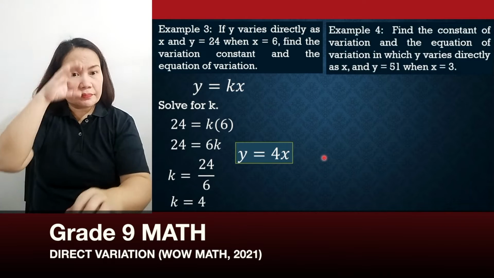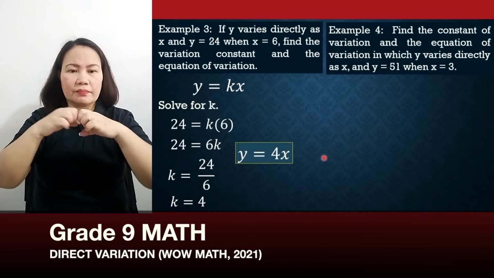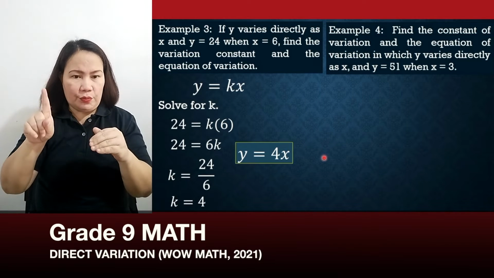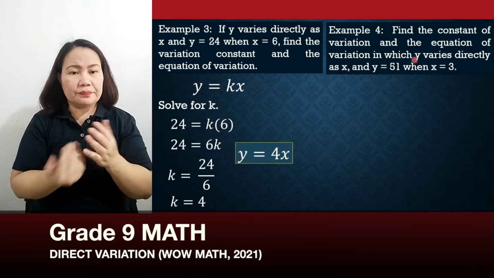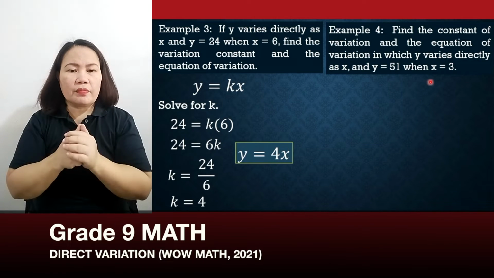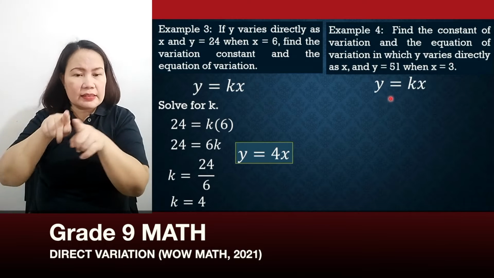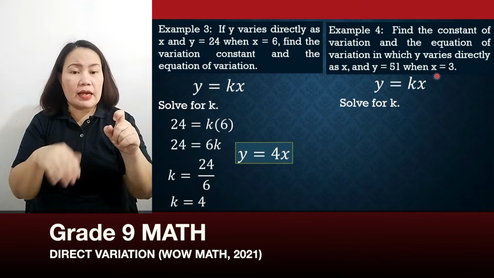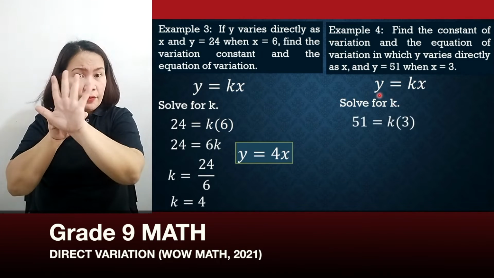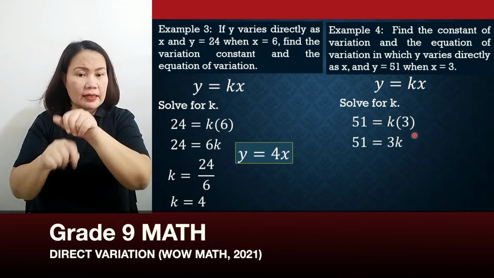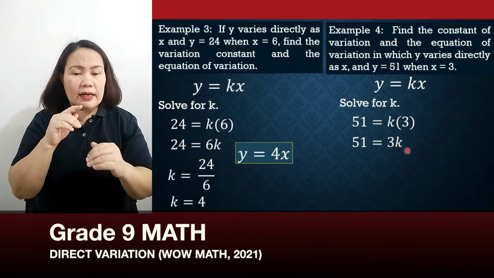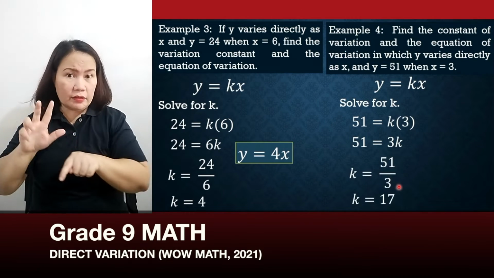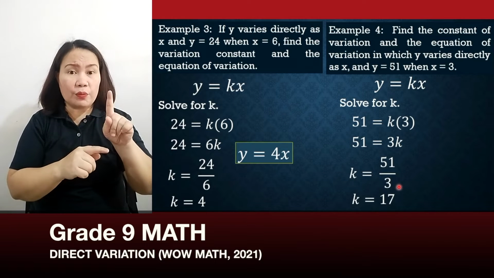Find the constant of variation and the equation of variation in which y varies directly as x and y is equal to 51 when x is equal to 3. So again, translate muna natin into equation. So y varies directly as x, so that is y is equal to kx. And then solve for k, substitute lang natin yung value ng y and x. So our y is 51 and x is 3, or 51 is equal to 3k. So to solve for k, divide both sides by 3. So 51 divided by 3, the answer is 17. So ibig sabihin yung constant natin is 17.